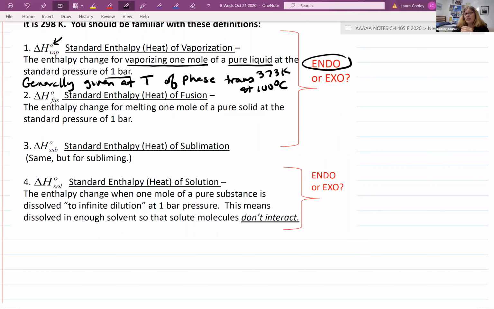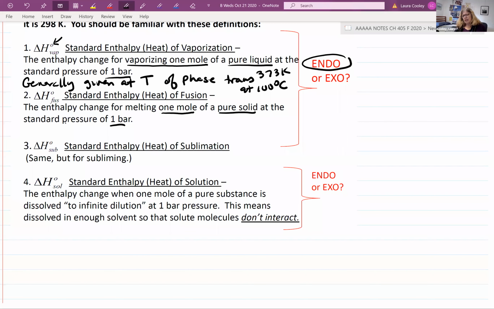The next one is very similar, except it's going from solid to liquid instead of liquid to gas. Again, it's for melting 1 mole pure, right? That's why it's a standard enthalpy change, and it has a standard pressure of 1 bar, and this would be given at the melting point. Generally, the temperature would be at the melting point. And of course, we could have a heat of sublimation of something.